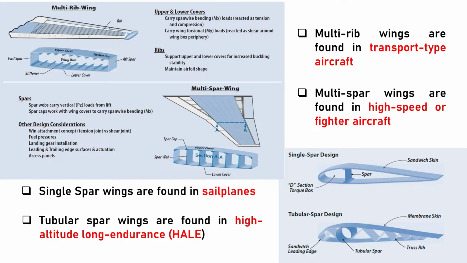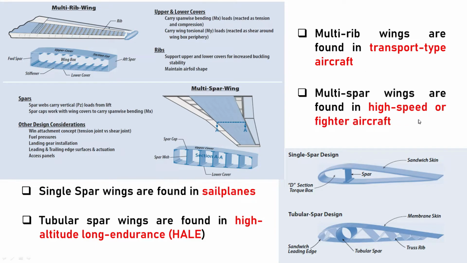They can also ask you some basics about the structures. Like we know the general internal structures of our aircraft: ribs, spars, stringers. I am not going through all those things because you already know. But here what I will discuss is the application. There are certain aircraft that use multi-rib wings. Multi-rib wings are used in the transport type.